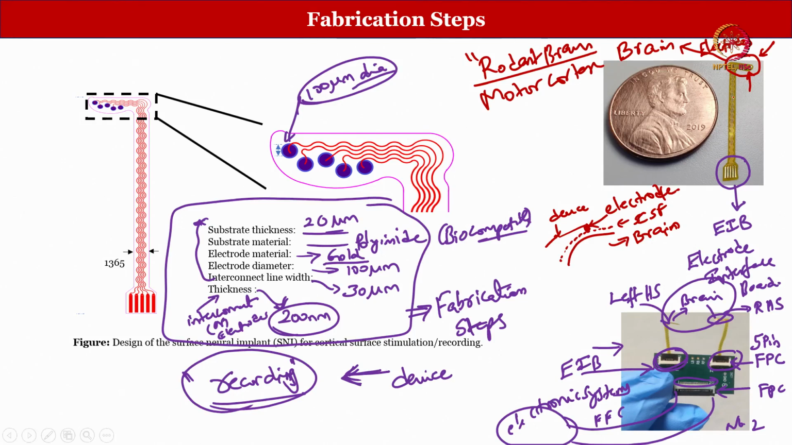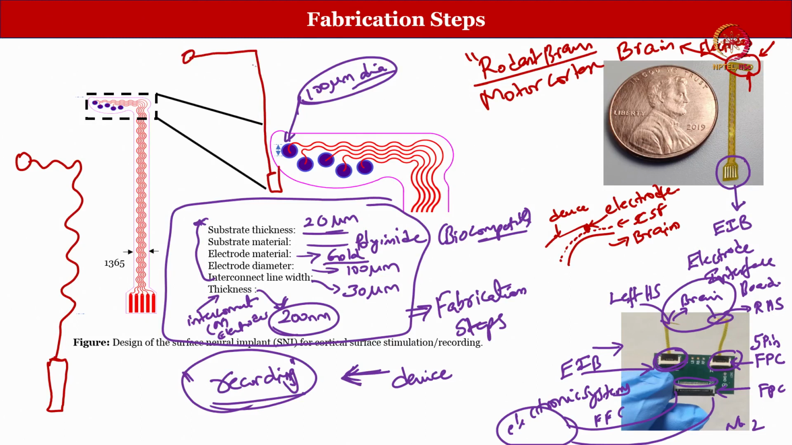And look at this: you have the electrode and there are serpentine shaped interconnects. Why serpentine shape? Just guess it. Because during implantation there will be bending and other such things. If there is a straight line like this, there is a chance of breaking it when you try to bend the device, because this is a flexible device and you can bend it.